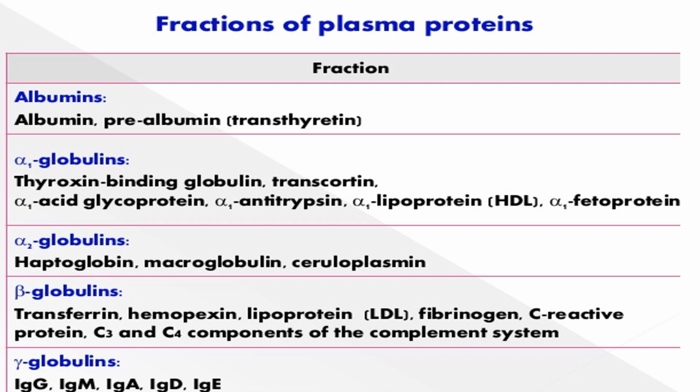And then among gamma globulins, we have IgG, IgM, immunoglobulin A, immunoglobulin D, and immunoglobulin E.